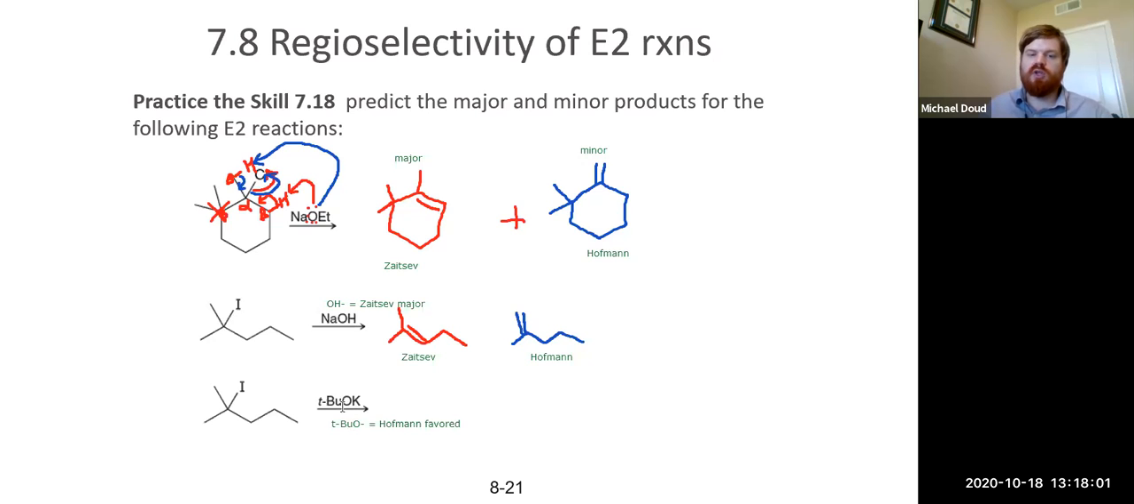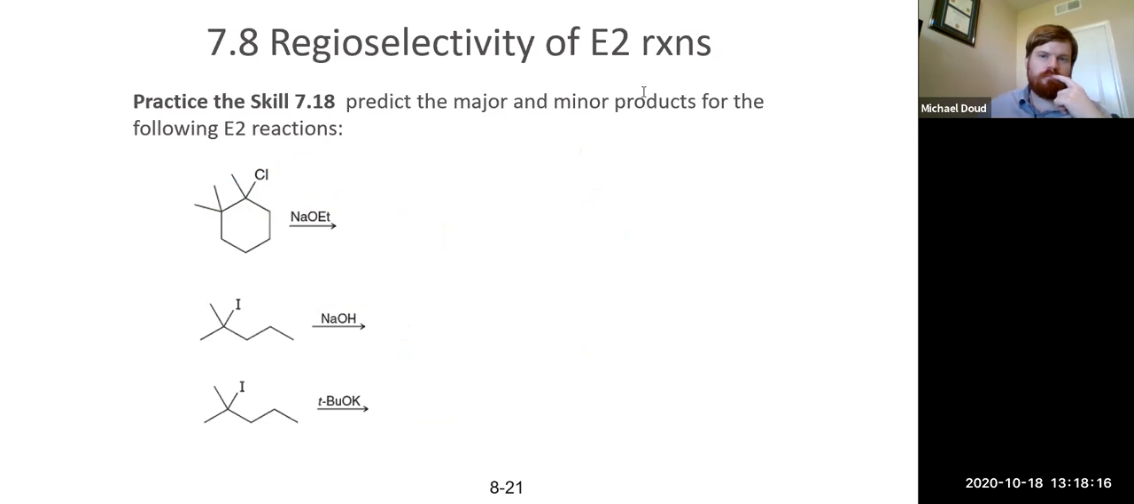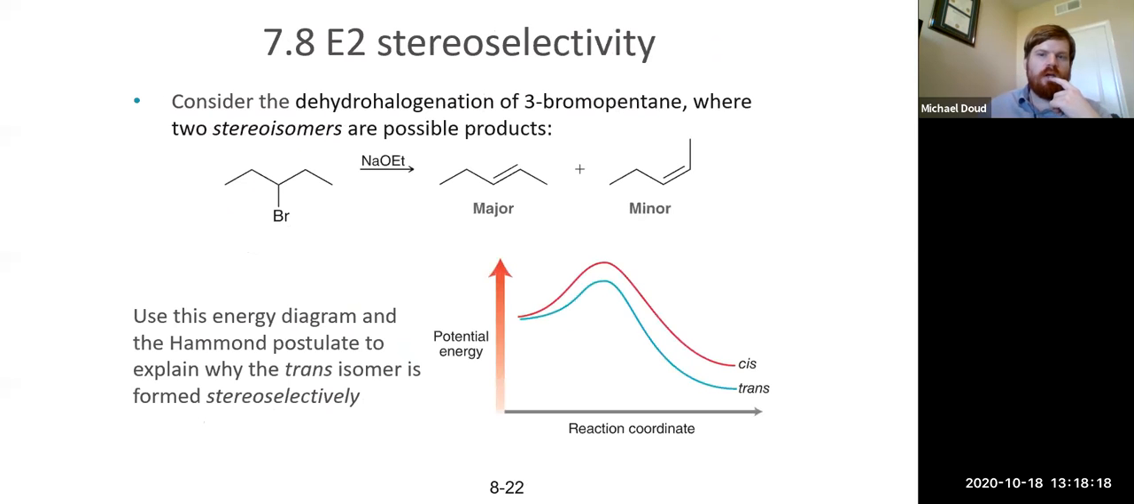However, on the bottom, we use tert-butoxide. Tert-butoxide is a big, bulky base, so it can't get very close very easily to the secondary carbon, so it's going to pick off the primary carbon up here. So in this case, the Hofmann product would be favored. Okay, all right, so keep in mind.